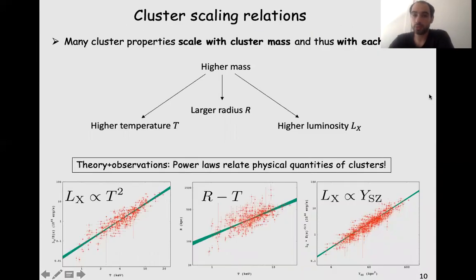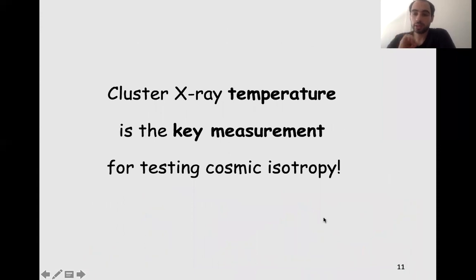All these cluster properties scale with mass, and as a result, they scale with each other, giving rise to the so-called cluster scaling relations. These are very easy to understand. They are theoretically motivated and have been established observationally for more than 2 decades now. They are usually simple power laws that relate these physical quantities, as you can see in the bottom of your screen, 3 examples. The most important cluster property for testing cosmic isotropy is the X-ray temperature.